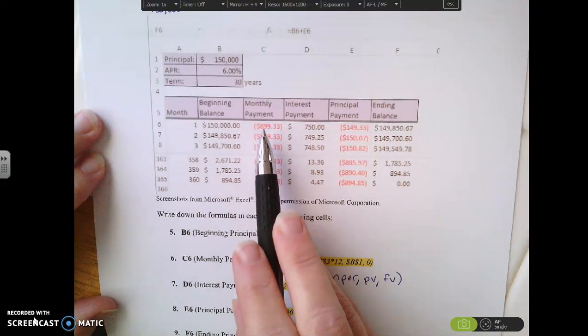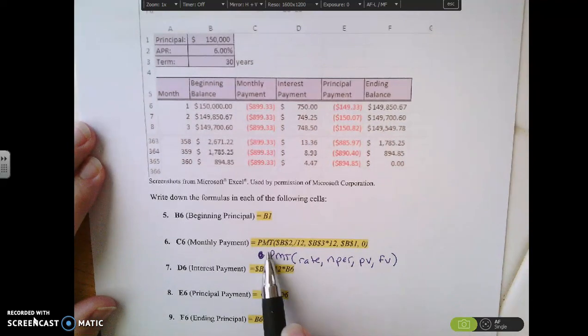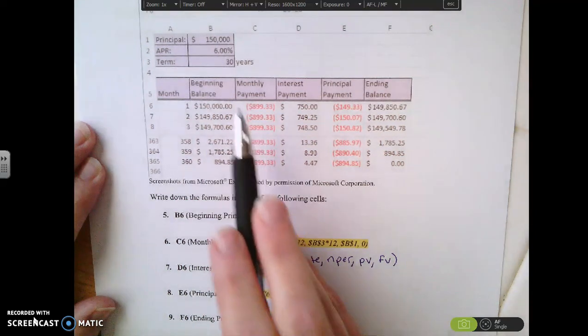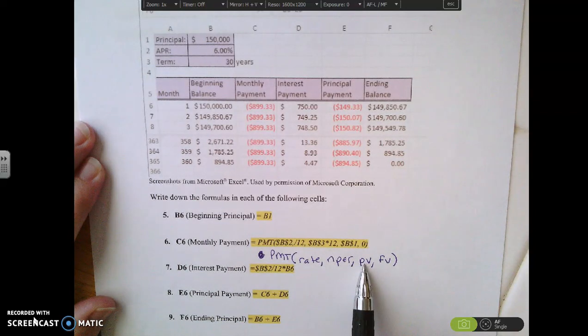In cell C6 is our monthly payment. Our monthly payment is going to be, we're going to use that payment function, and the first thing is our rate, and our rate is located in cell B2. The number of periods is going to be 30 years times 12, so it's going to be B3, the 30, times 12. The present value is what we started with, which is the 150,000. And the future value, we eventually want to have 0.